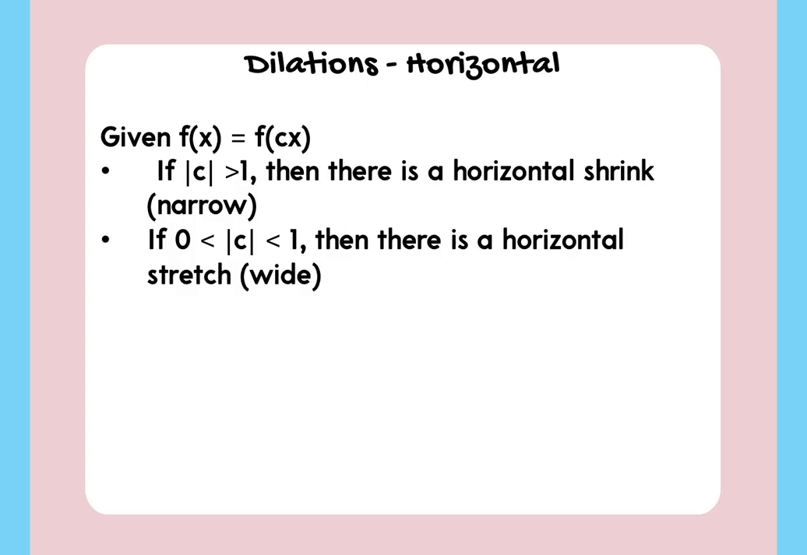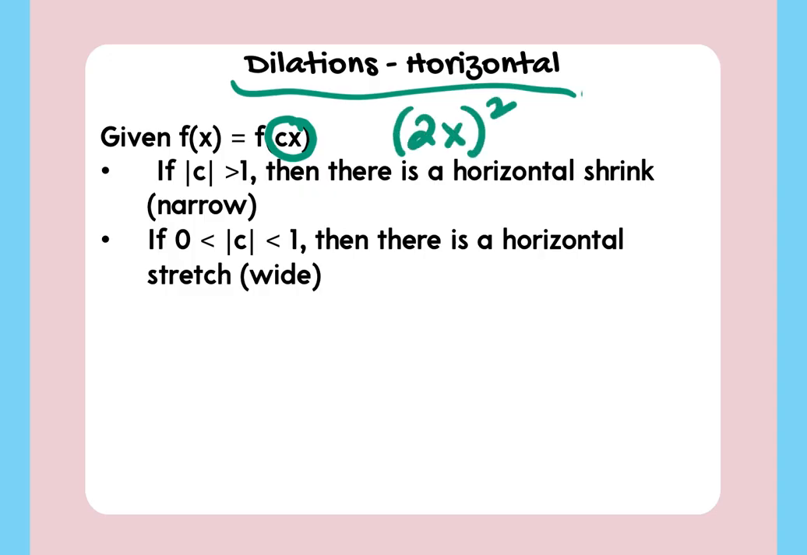Now here's where it gets confusing, because the horizontal says the opposite thing but almost does the same. So if it's a horizontal stretch or shrink, it happens inside the parentheses or underneath the square root or inside the absolute value bars. So now it's going to look like 2x squared like this.